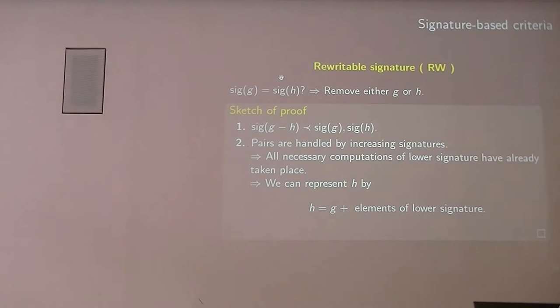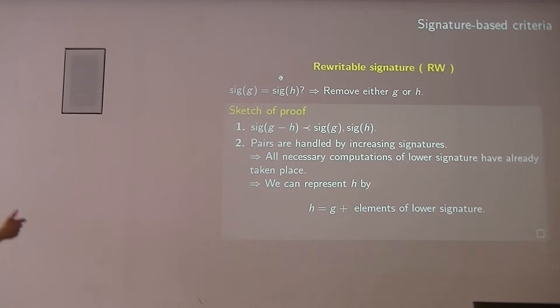There's no real prescription for how to implement this. All the variants I present next mainly differ in how aggressively they implement the non-minimal signature criterion and this rewritable signature criterion. Of course, there are also differences in using top reduction, in computing the higher signature elements already or taking them later on, or checking the reducers by the criteria or not, and so on.